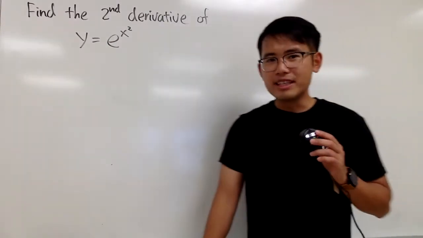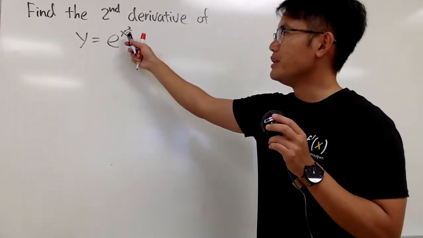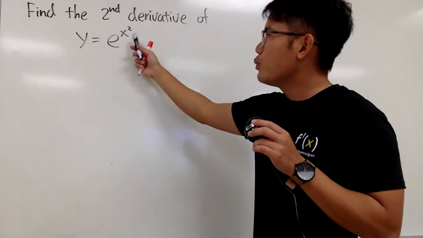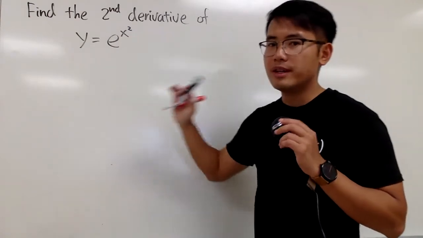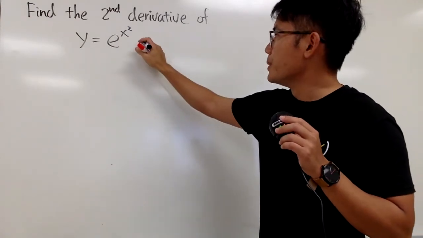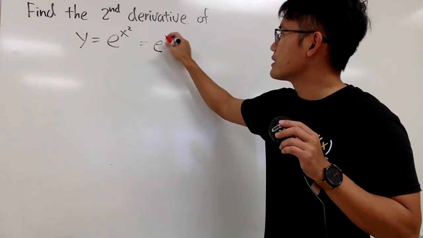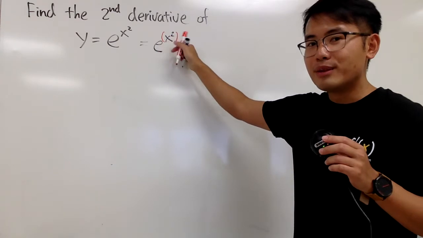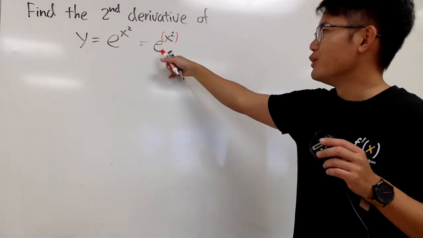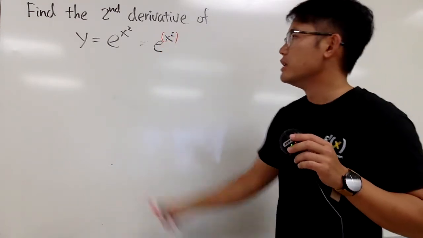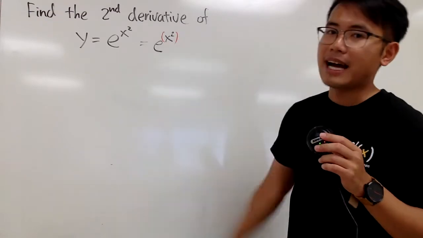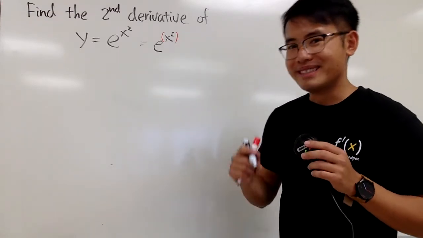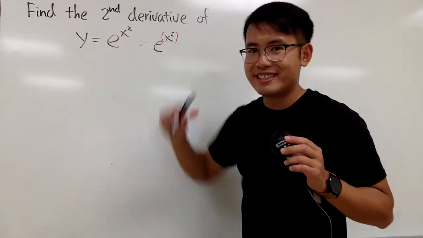We will be finding the second derivative of the function e to the x squared. Whenever you have the notation like this without any parentheses, it's understood to be e to the x squared, where you do the square to the x first, and then look at that as the new power, and then you have e to that power, right? So this right here is understood to be like that. But anyway, we are talking about the derivative twice.